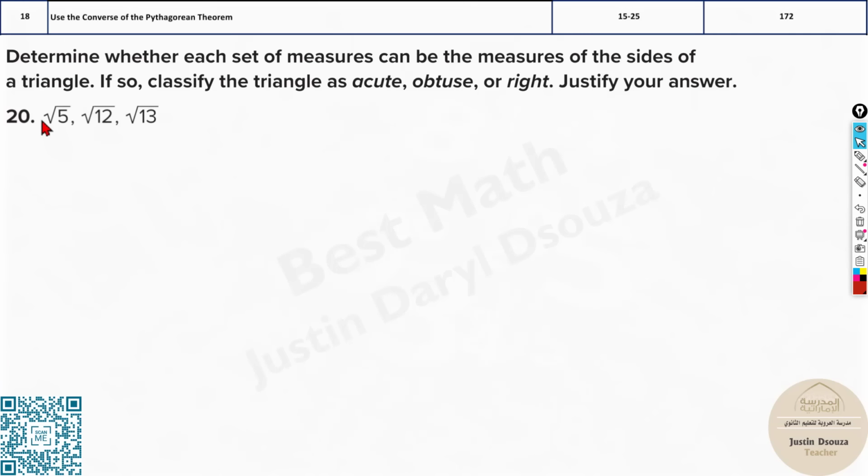Now, again, it's the same thing we had done a while ago in question 18 and before. Here they have given the sides of the triangle. So they have given us this side. We have to find whether it's acute, obtuse, or right. So you do not need to use the distance formula.